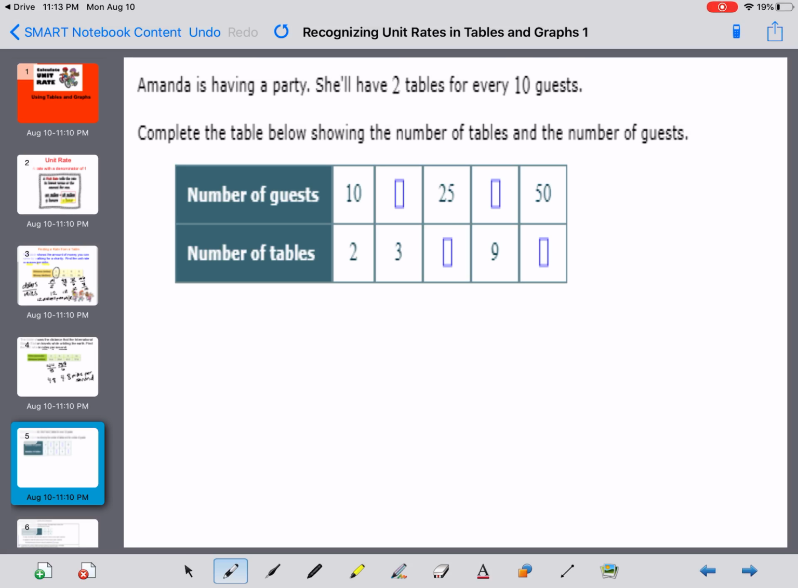Amanda is having a party. She'll have 2 tables for every 10 guests. Complete the table showing the number of tables and the number of guests. So, in this first one, if I have 10 guests and 2 tables, that means my unit rate is 5 guests per table.